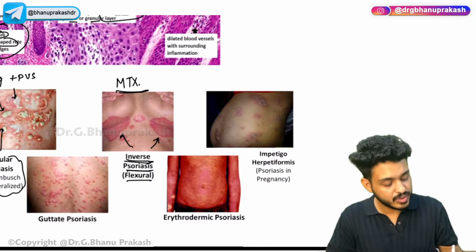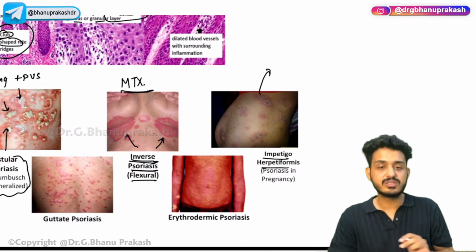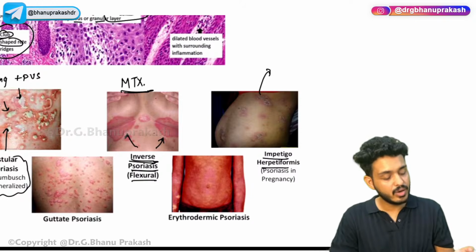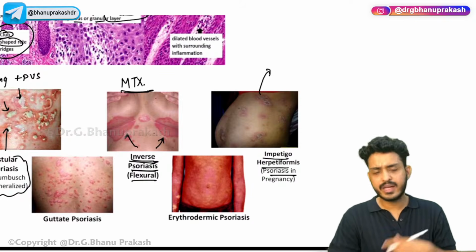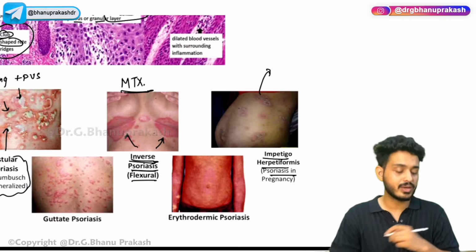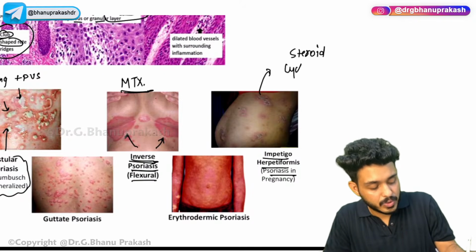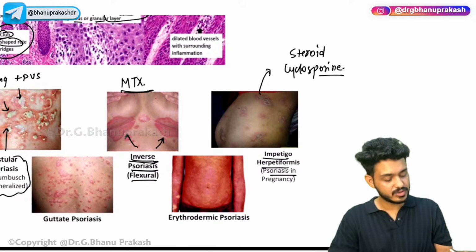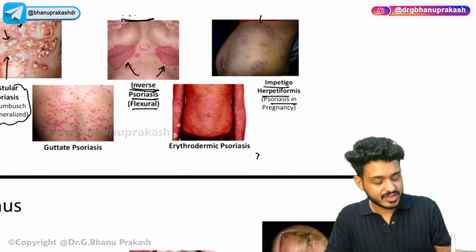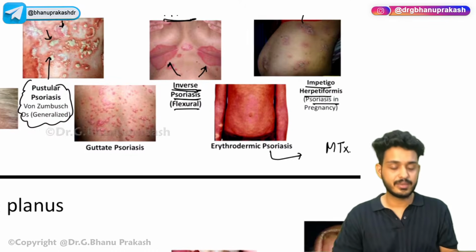Okay, this is the psoriasis you are finding in pregnancy. You will be having multiple lesions, that is known as impetigo herpetiformis, which is basically psoriasis in pregnancy. Can you use methotrexate? No sir, we cannot use. So you will be giving steroids, or you can use cyclosporine. This red color structure that you are looking at is erythrodermic psoriasis, and the drug of choice will be methotrexate.